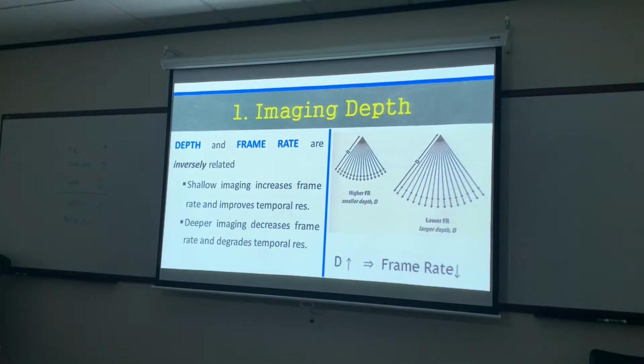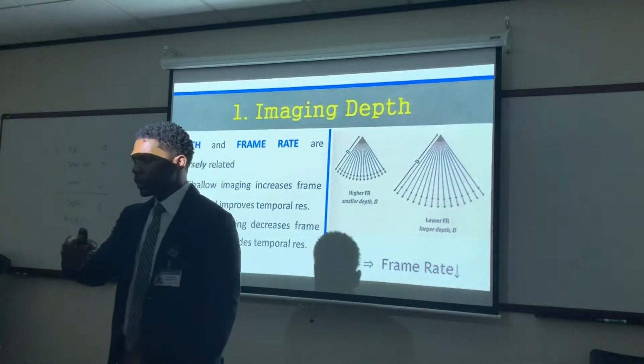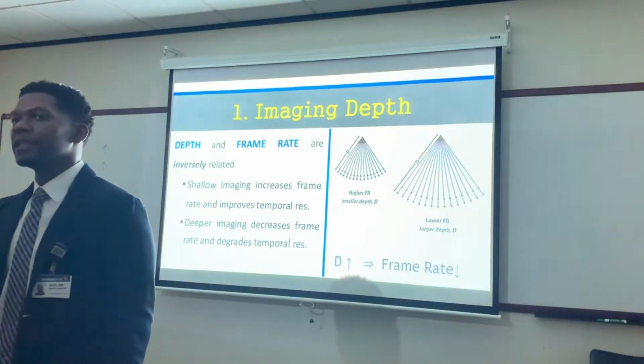So depth and frame rate, like I just told you guys, are inversely related. Shallow images increase frame rate and improve temporal resolution. Why? Because if my frame rate increases, of course my temporal resolution is going to increase too, right? Because they have a direct relationship. If I just go into a shallow depth, then my sound is able to travel, and the rate I'm creating frames is able to be faster because my sound doesn't have to travel as far. Remember, we assume that ultrasound sends out a pulse, and then it listens for the reflections to come back before it sends out another pulse. So if I have a shallow distance, then it's going to be able to send out more, right?